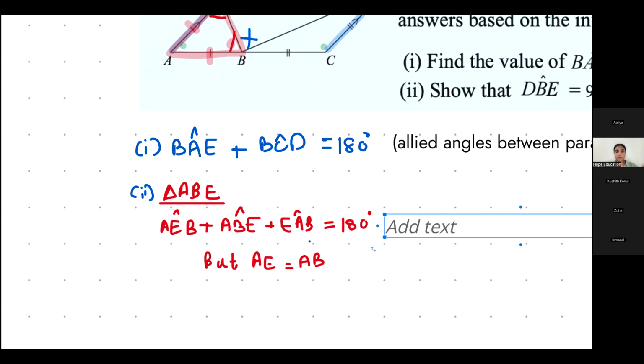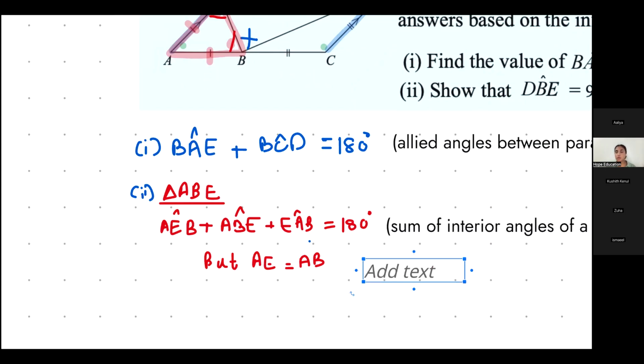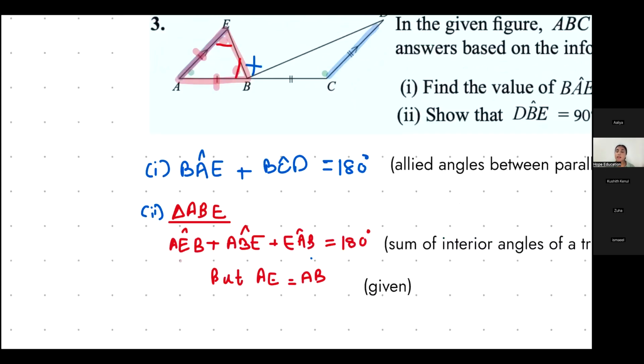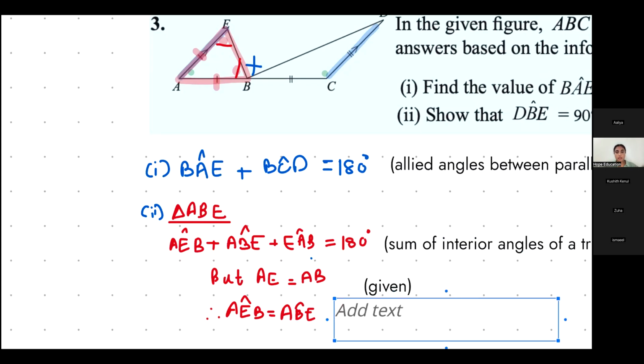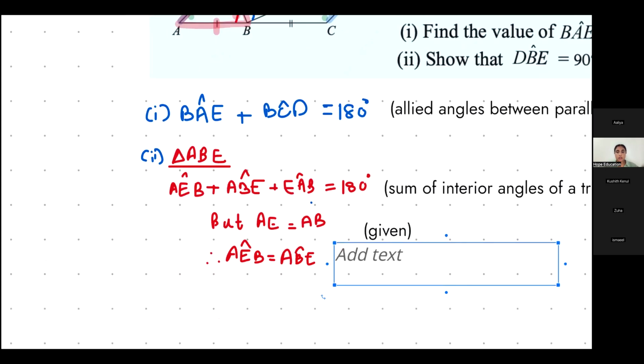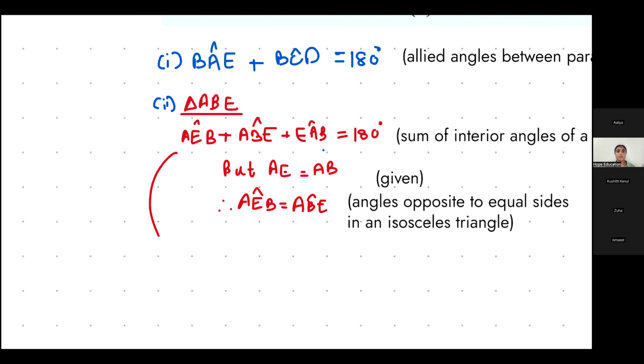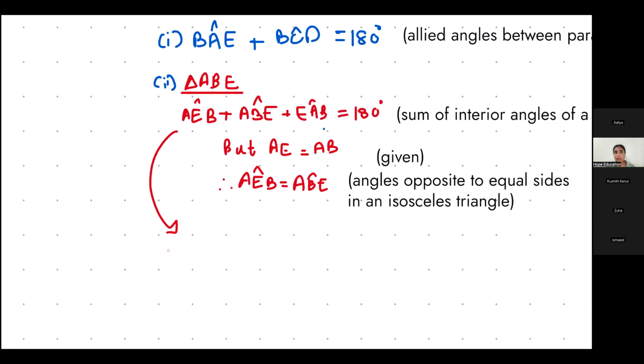You write given. Therefore, if two sides are equal, it's an isosceles triangle, then the angles opposite to the two sides are also equal. Therefore, AEB equals ABE. Reason: angles opposite to equal sides in an isosceles triangle. Then I can write it like this. Since AEB and ABE are equal, instead of AEB, I write ABE.